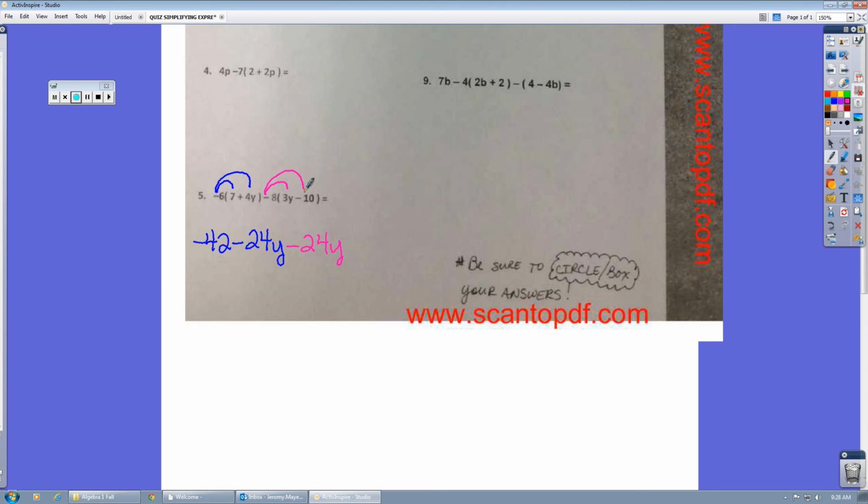We'll call them yams in this case. -8 times -10 is +80. So now let's combine the yams up. Add -24 minus 24, that would be -48 yams, or -48y. And now you have to do -42 plus 80. What would that be? +38. And there's my answer.